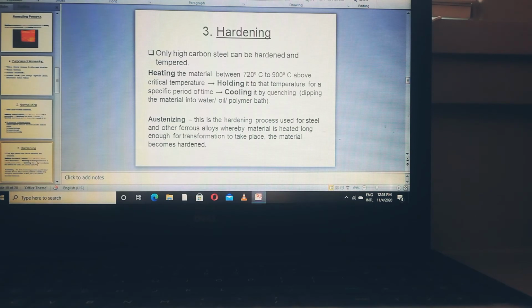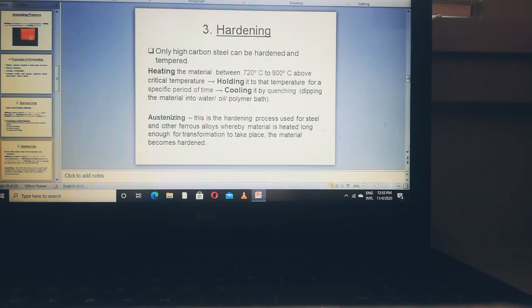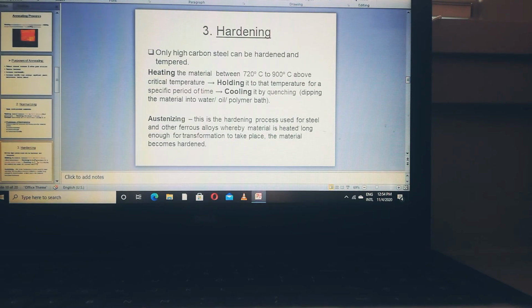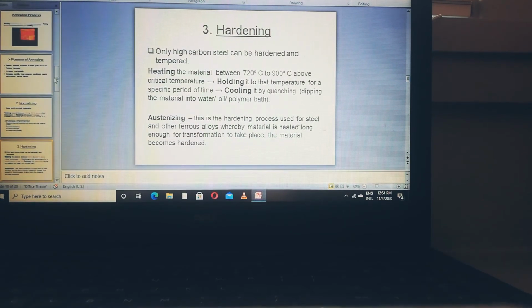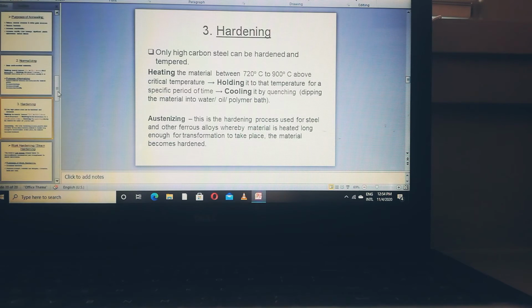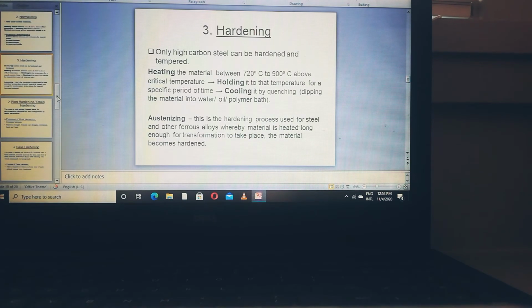Under hardening, we have discussed the austenitizing process, which is the hardening process used for steel and other ferroalloys, whereby the material is heated long enough for transformation to take place. The material becomes hardened after it's been held for this time. We're now going to look at each kind of hardening in detail. Firstly, we have the work hardening type.